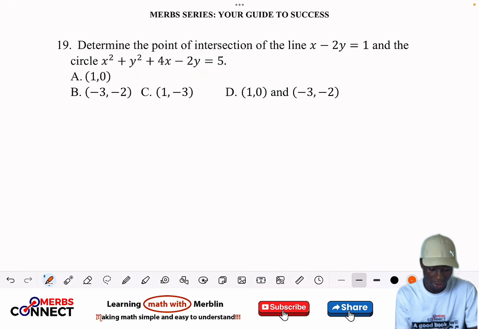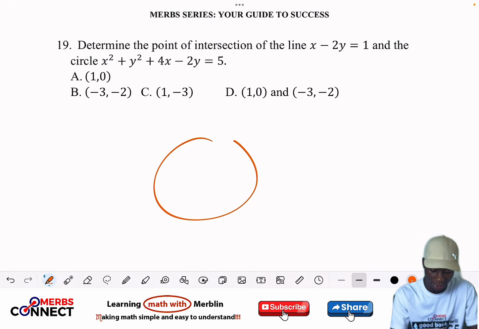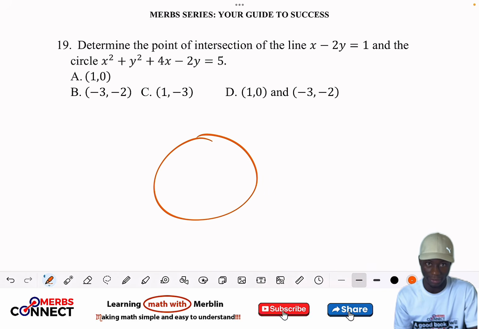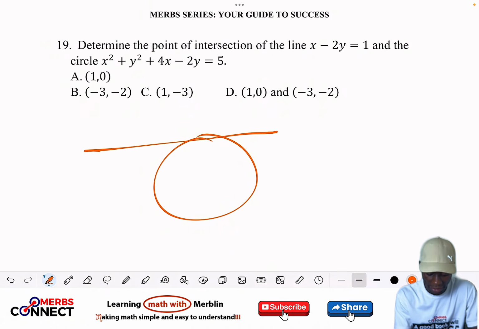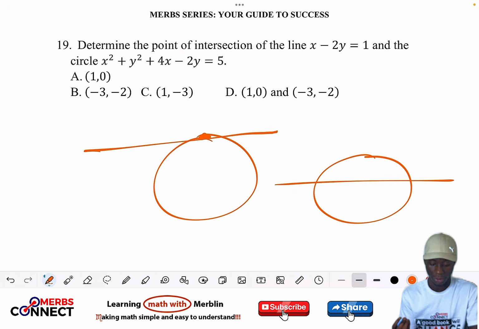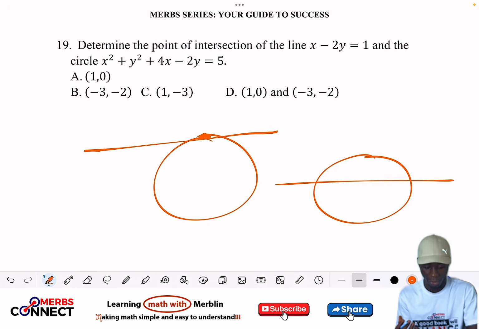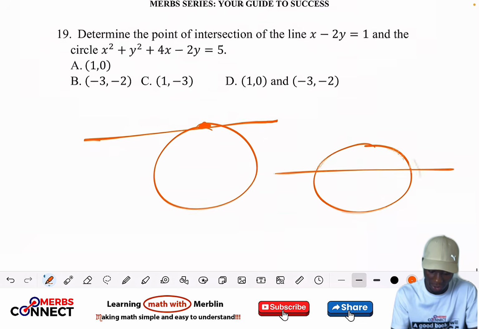Good. Now let's look at question 19. We have a circle and a line that intersect. The question is saying that it intercepts, so here we have two options. It either intercepts the circle as a tangent line, or it intercepts the circle as a chord. So the option can be D, or it can be one of A, B, C, right? So let's solve it simultaneously.